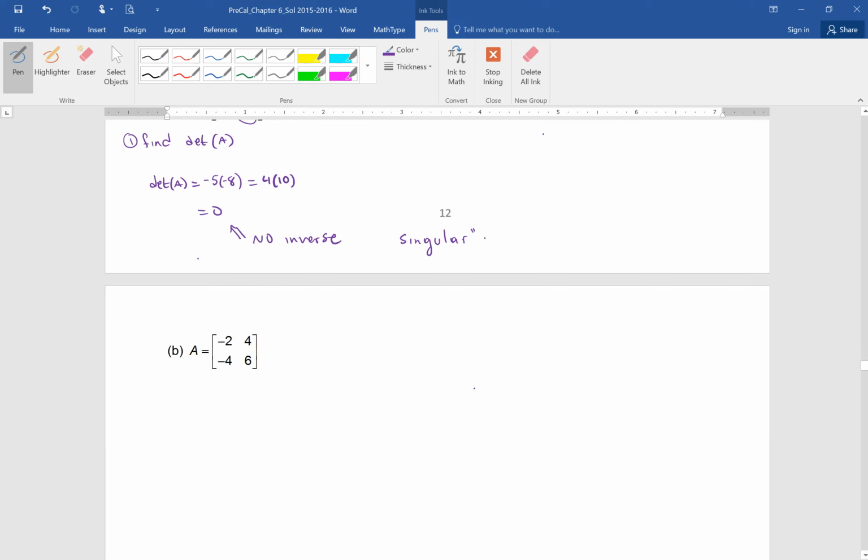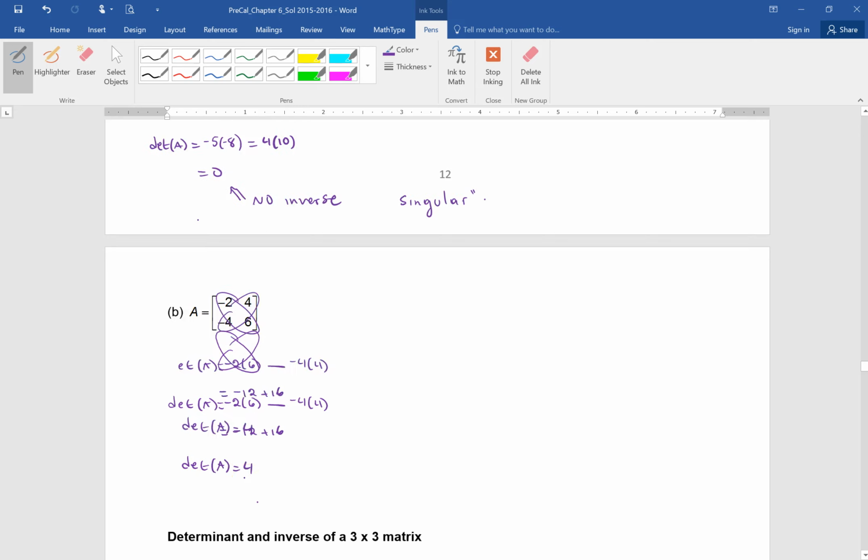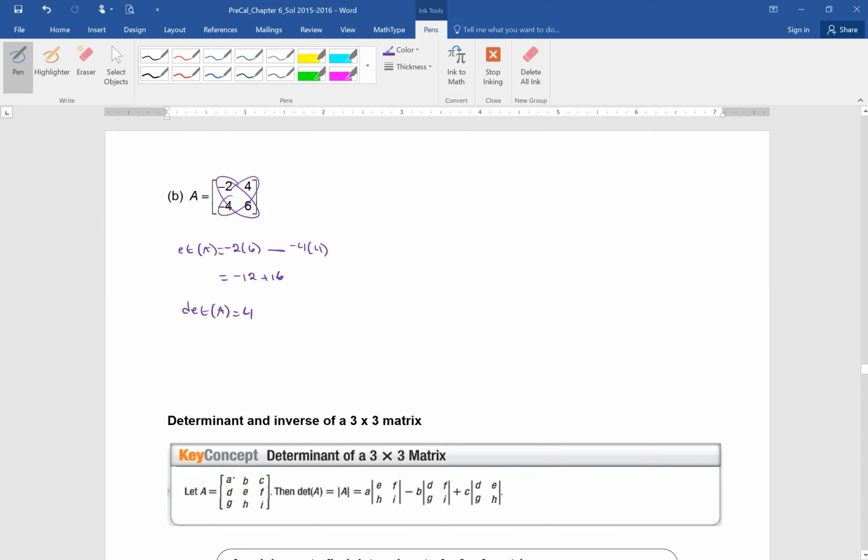All right, let's find the determinant of A here. The main diagonal gives you negative 2 times 6, minus the other diagonal, negative 4 times 4. Negative 12 plus 16. So the determinant of A is how much? 4. Okay, now here's what you do.